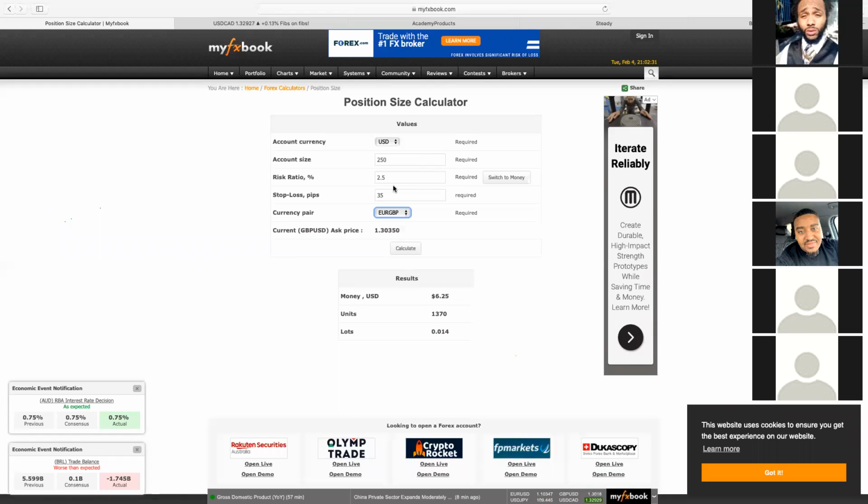Okay. The lot size changes per pair because every pair has a different currency tied to it. So in this case, calculate. Okay, and it says 0.1. Let's say you're like, man, I want to risk a little bit more in this trade. Okay, cool. You say, okay, let me go in there and do 3. I'm going to do 3%.